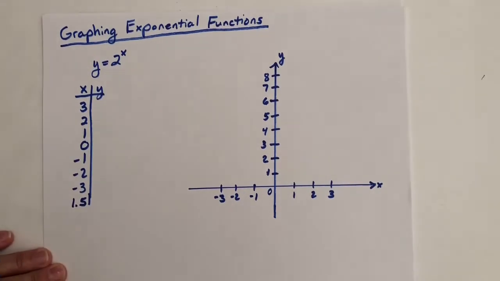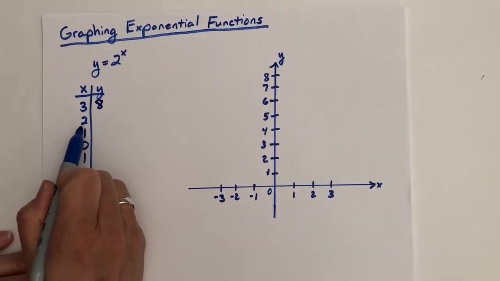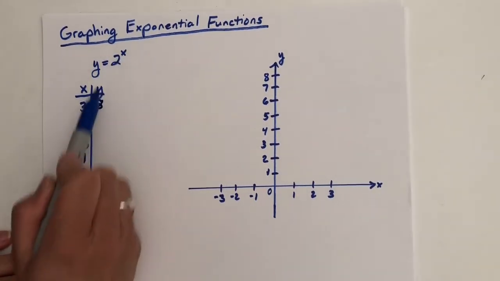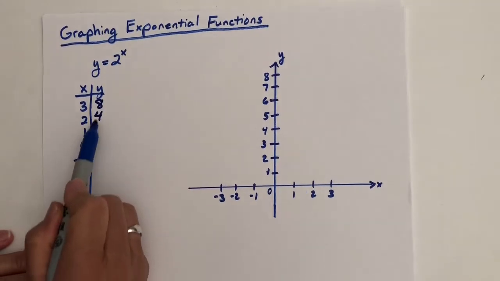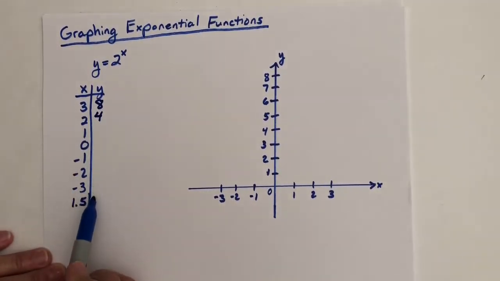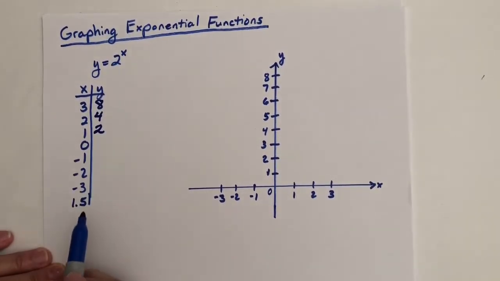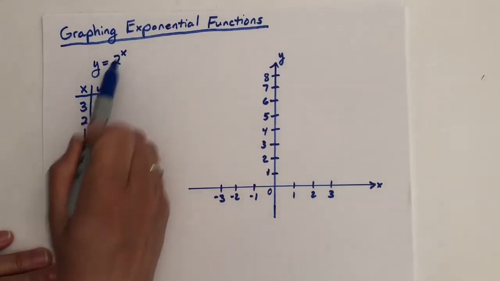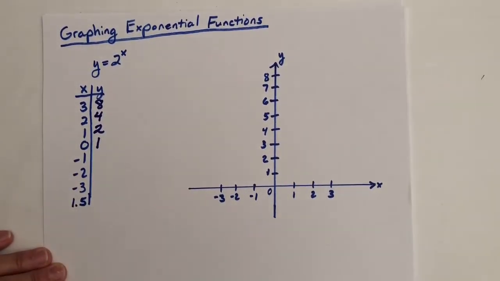So we have 2 to the third power. We know that's 8. We'll put in 2 for x, so 2 to the second power is 4. And you'll notice we'll have powers of 2 working down in the y column. We put in a 1, 2 to the first power is just 2. And put in 0, remember 2 to the 0 power is equal to 1. Any constant except 0 raised to the 0 power gives us 1.